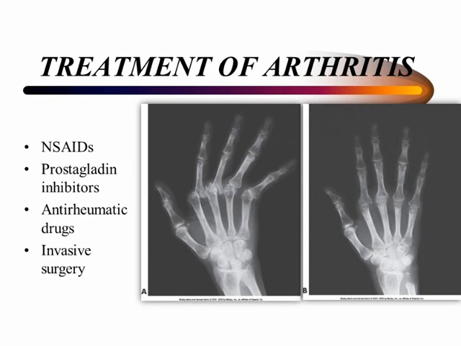Treatment of arthritis involves first-line medications such as nonsteroidal anti-inflammatory drugs. Secondly, aspirin and ibuprofen. Third, antirheumatic drugs. And finally, invasive surgery that involves replacing joints with new artificial joints.